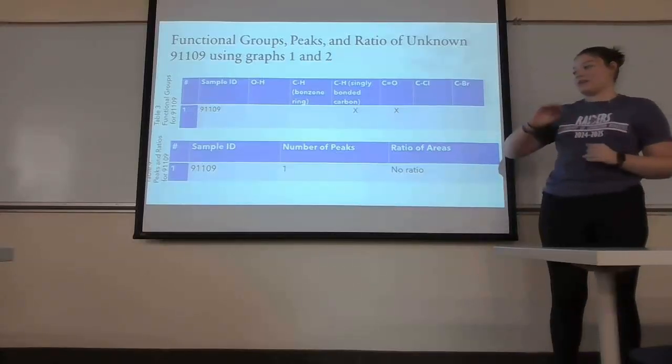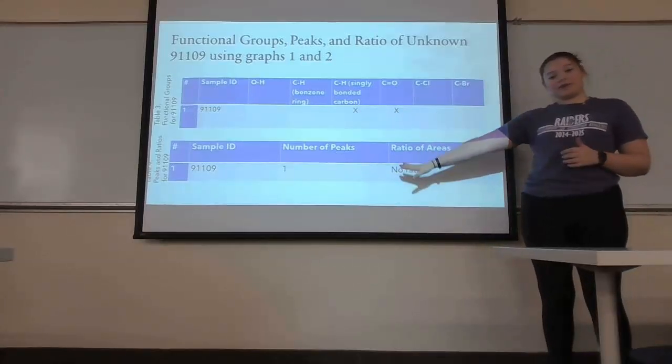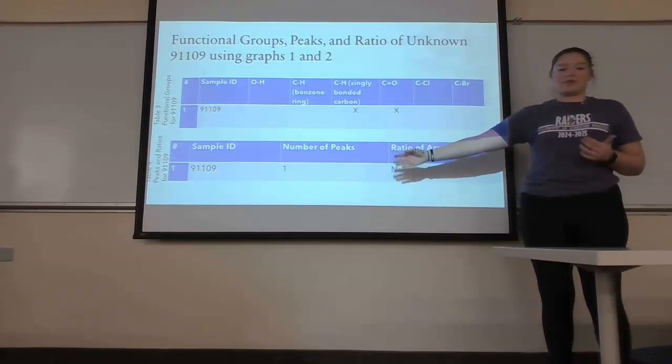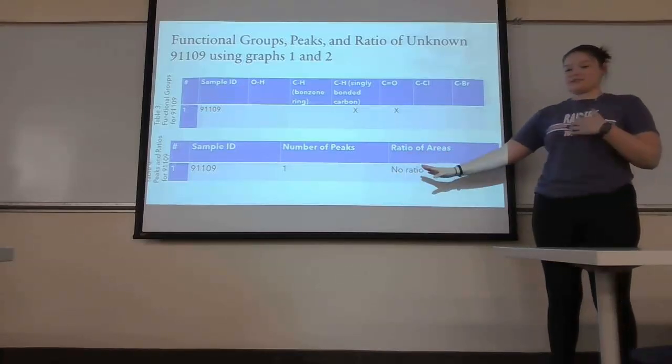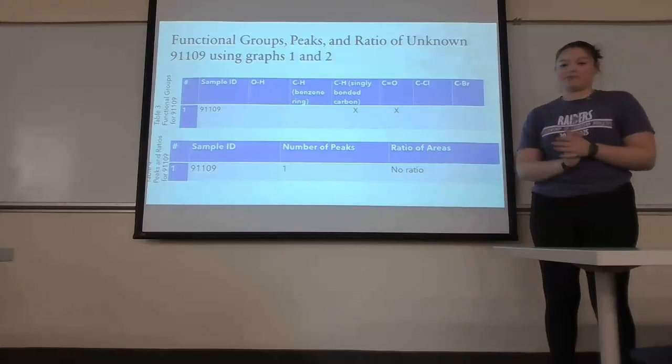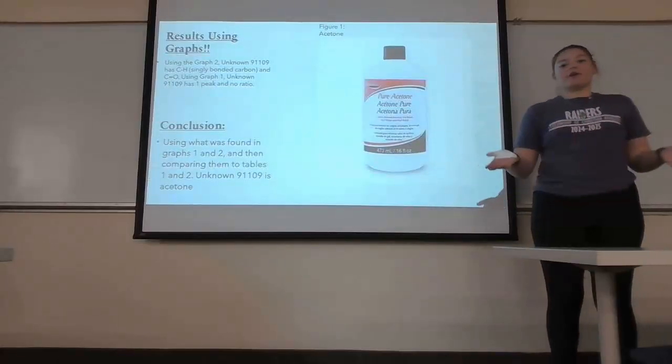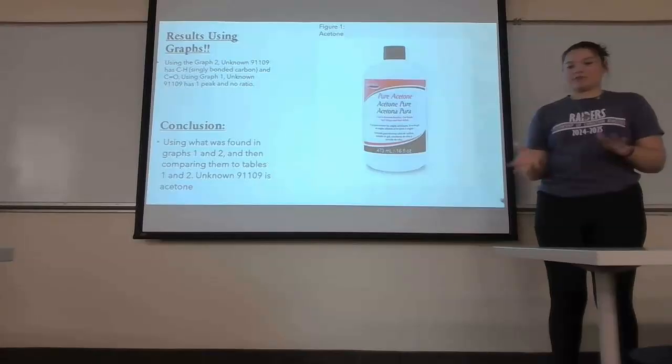And then for the NMR, there was only one peak, so there was only one type or one hydrogen present, and since there was only one, there is no ratio. So, using the graphs and the tables to find our results.